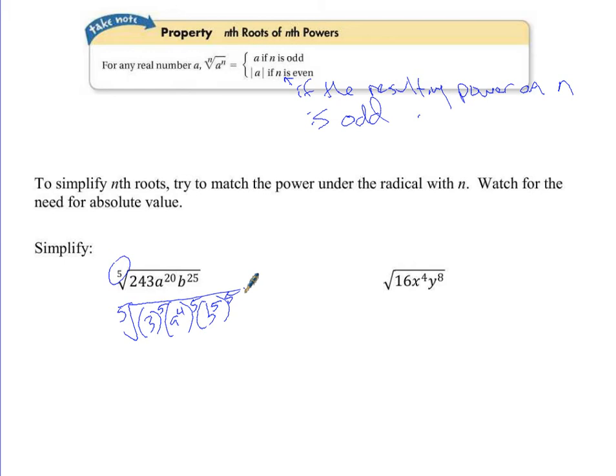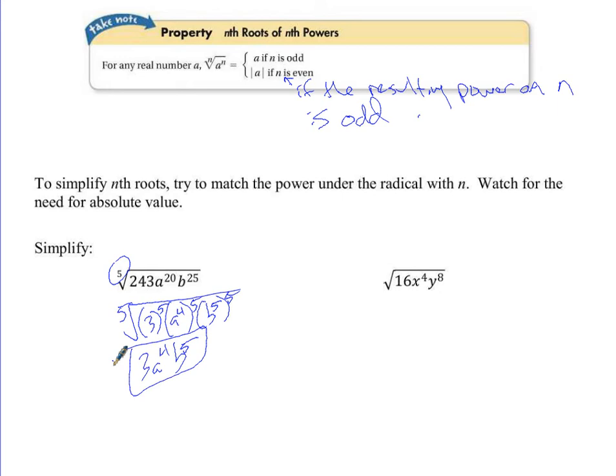Now, the reason that I'm doing that is because now I can take the 5th root of 3 to the 5th. Based on this rule right here, what do I get if I take the 5th root of 3 to the 5th? I get 3. What do I get if I take the 5th root of a to the 4th to the 5th? A to the 4th. What do I get if I take the 5th root of b to the 5th to the 5th? B to the 5th. And that's my answer.